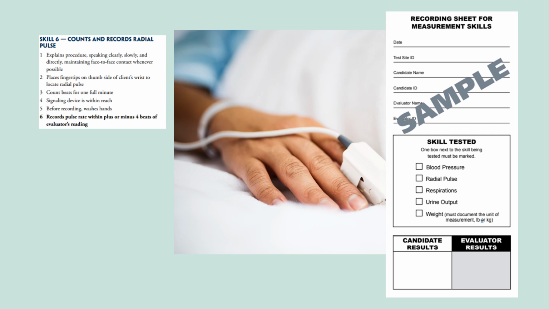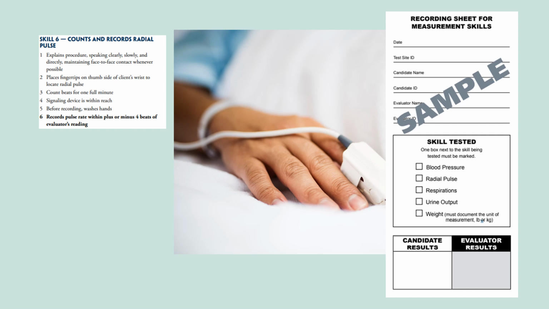What happens if the candidate does not take the pulse at the radial artery, as stated in step 2? If the candidate takes the pulse anywhere other than the radial artery, the evaluator will score no on steps 2 and 6, regardless of whether or not a different pulse location provided the same measurement as recorded by the evaluator who was measuring the radial pulse.